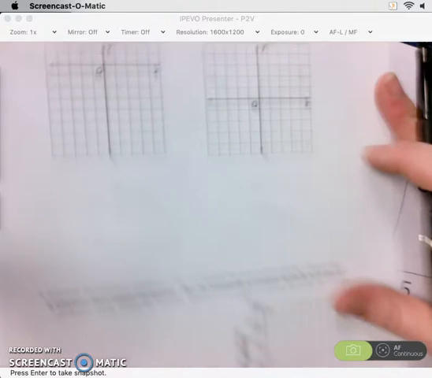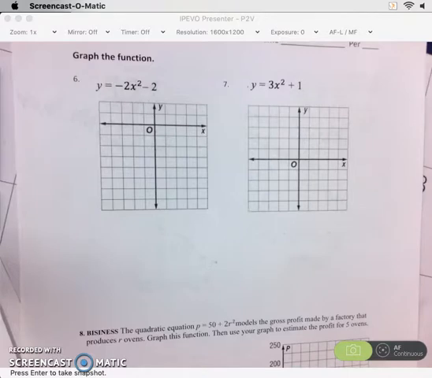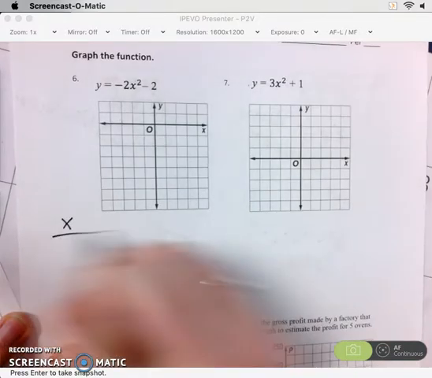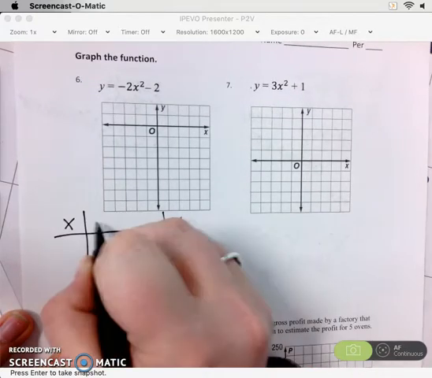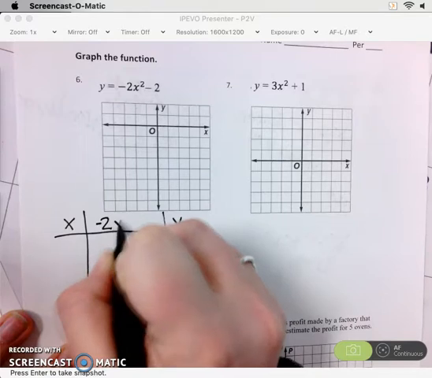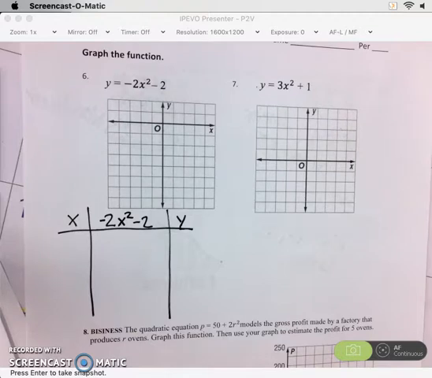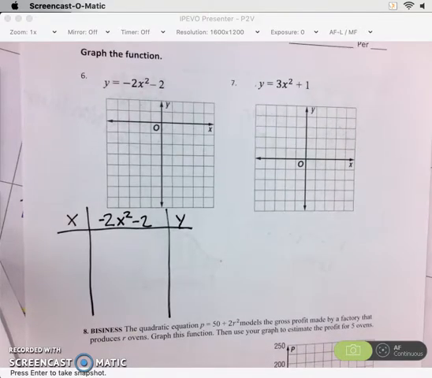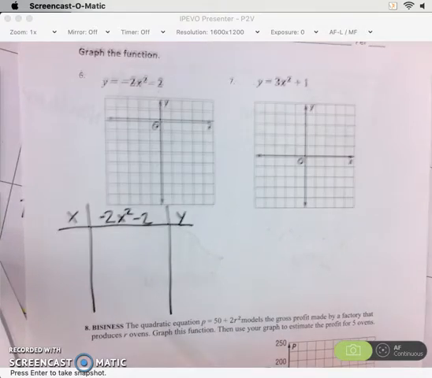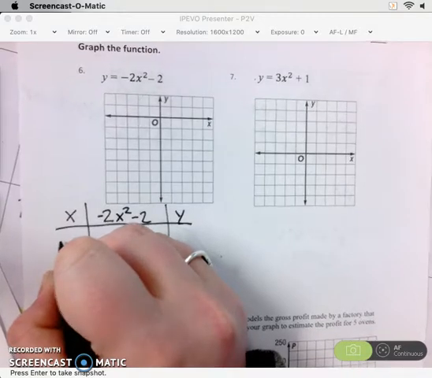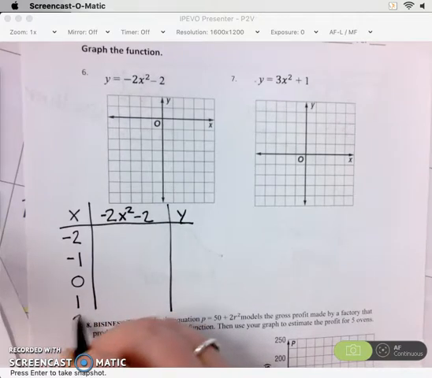Okay, the next one's a little more difficult. Big part on this backside is order of operations. Okay, so we're going to create a table. The table is going to be the bulk of your points on the quiz tomorrow. Being able to put a number into an equation, do the correct steps and the correct math to it, and then solving it. So this one, I am going to do -2, -1, 0, 1, and 2.